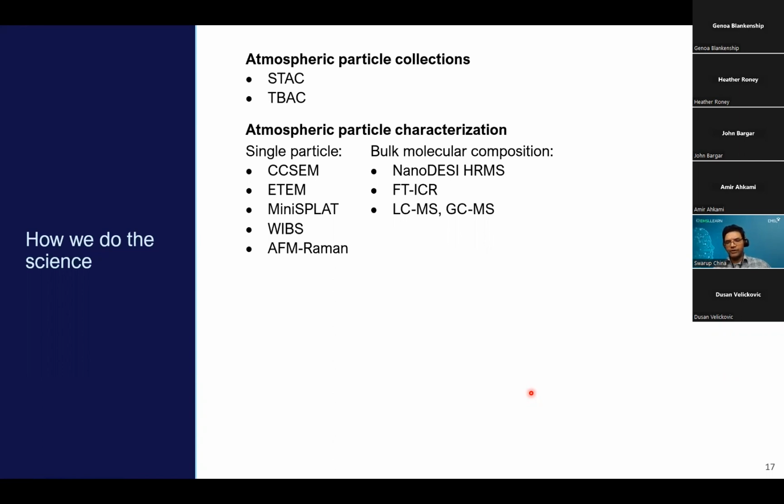WIBS is a bioaerosol sensor. This is something that will be available to users starting from this fiscal year, along with the analysis part of that. And also the AFM-IR, if you are very interested in looking at small particles as well as their chemical signatures. And for the bulk, if you are interested in the molecular composition, I think I already mentioned the nano-DESI high resolution mass spec. You can also integrate that into an FTICR instrument. And if you're specifically interested in the separation of specific compounds, you can use either liquid chromatography or gas chromatography, and that can be integrated into a mass analyzer.